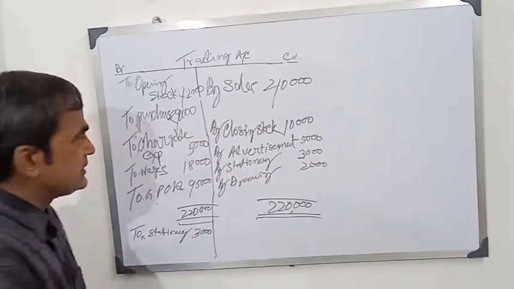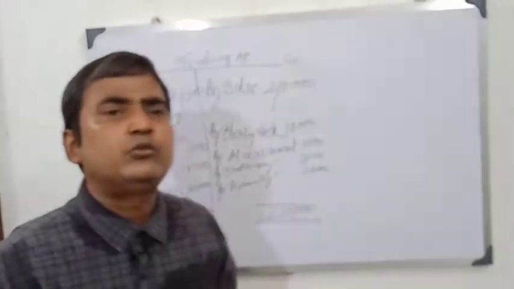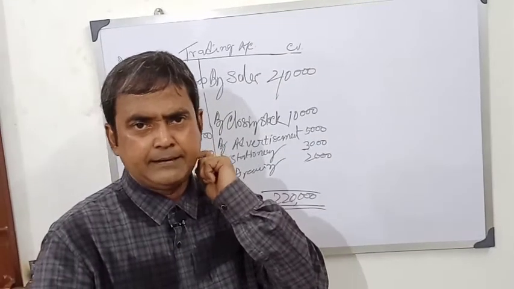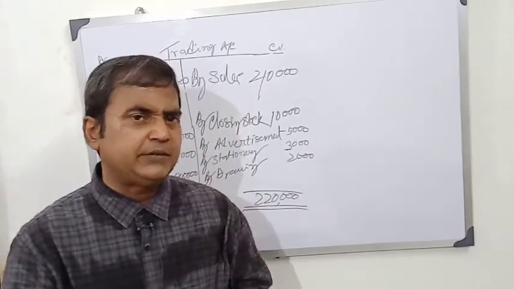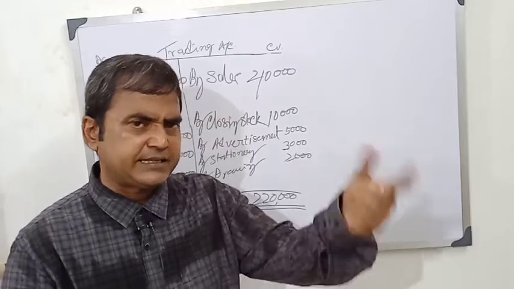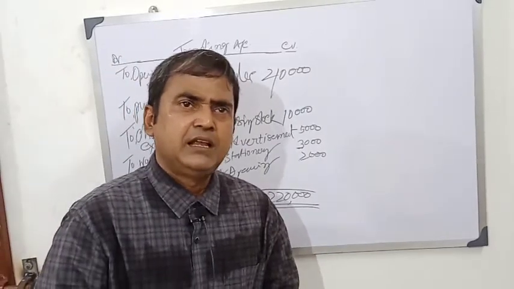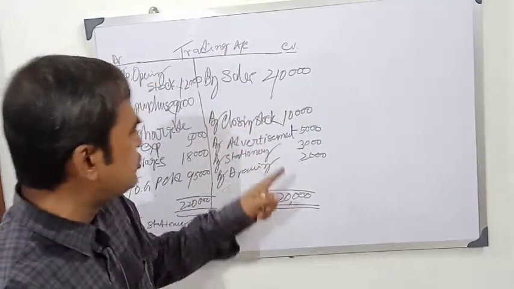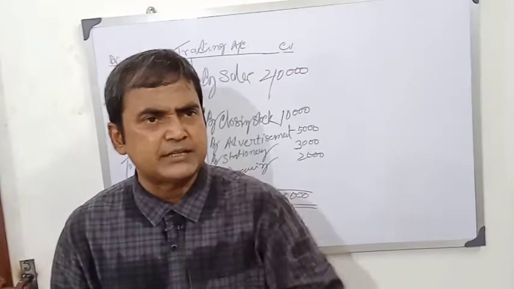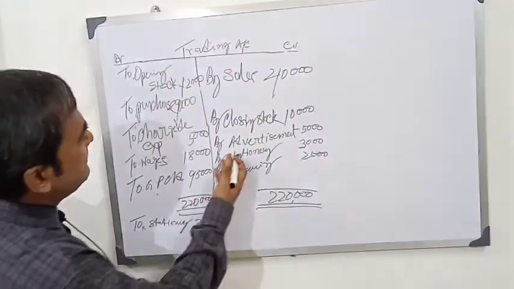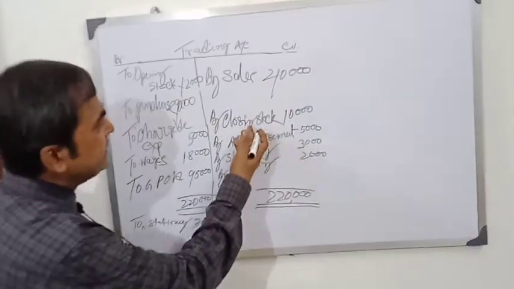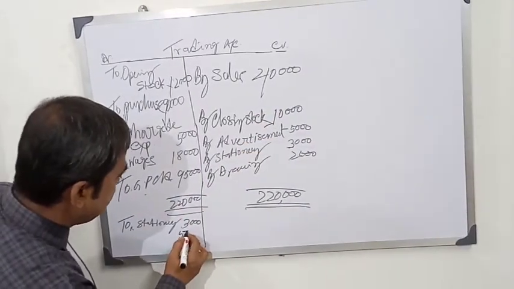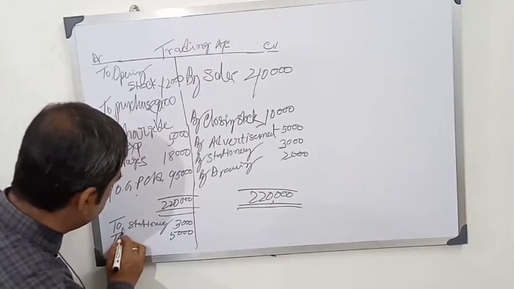By advertising, some of the stock you have distributed to your customers as a free sample, like pens. If you are a stationer selling pen, pencil, ink, and papers, some of the stock you distributed to your customers as free, 3,000. So that becomes your advertising, crediting the trading account and debiting 5,000 to the P&L account. So to advertising.